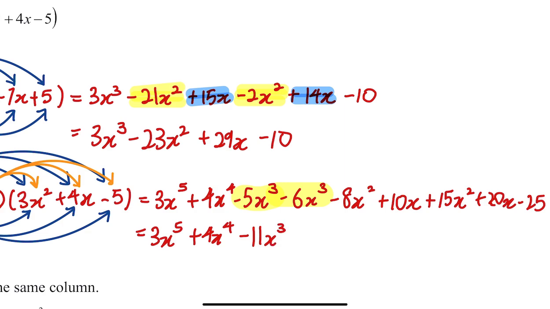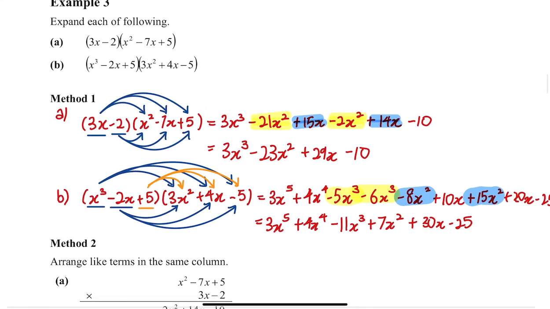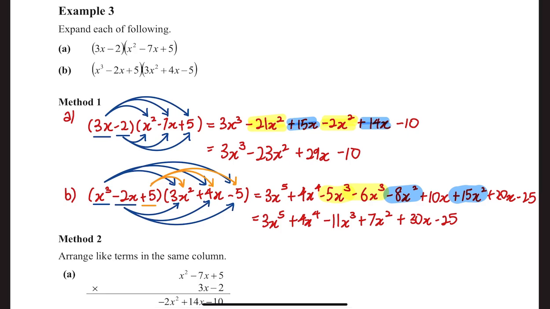Next one, look at terms containing x squared. I have negative 8x squared plus 15x squared. I will get plus 7x squared. Then last one, 10x plus 20x, I'll get plus 30x minus 25. Okay, and this is the answer to example 3, using the distributive law.